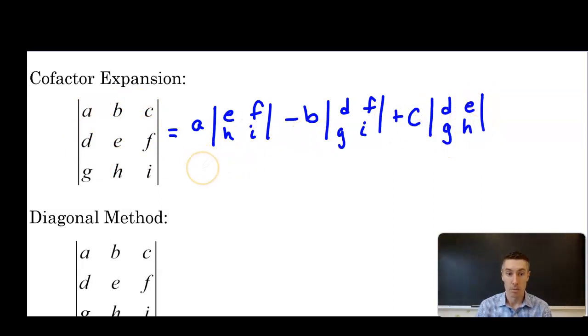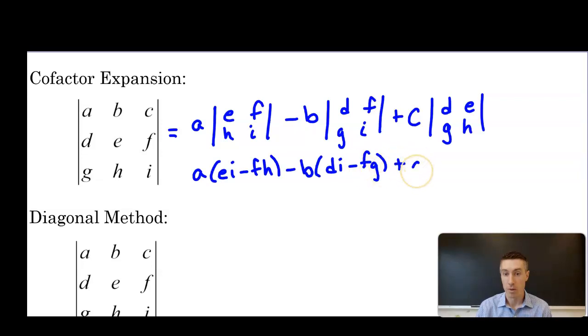And then we would compute the three smaller 2 by 2 determinants, so A times (EI minus FH), minus B times (DI minus FG), plus C times (DH minus EG). And we could distribute out the A, the B, and the C.